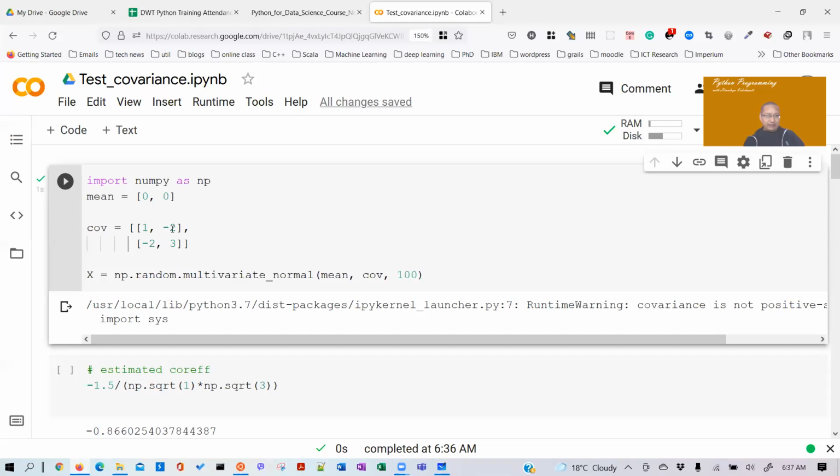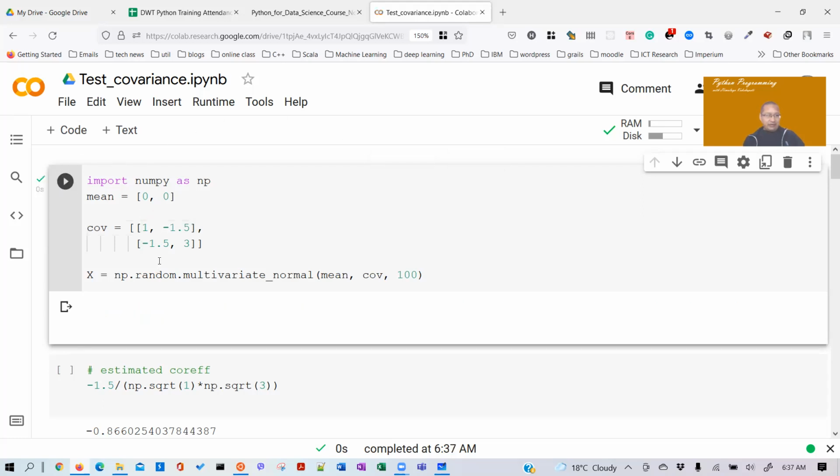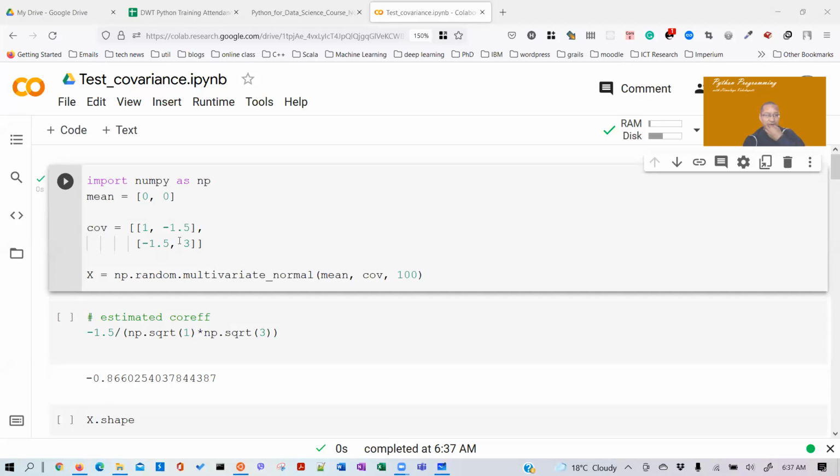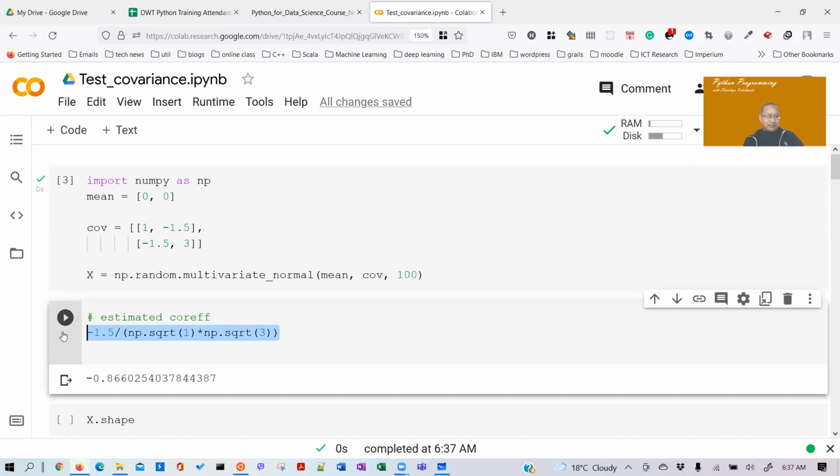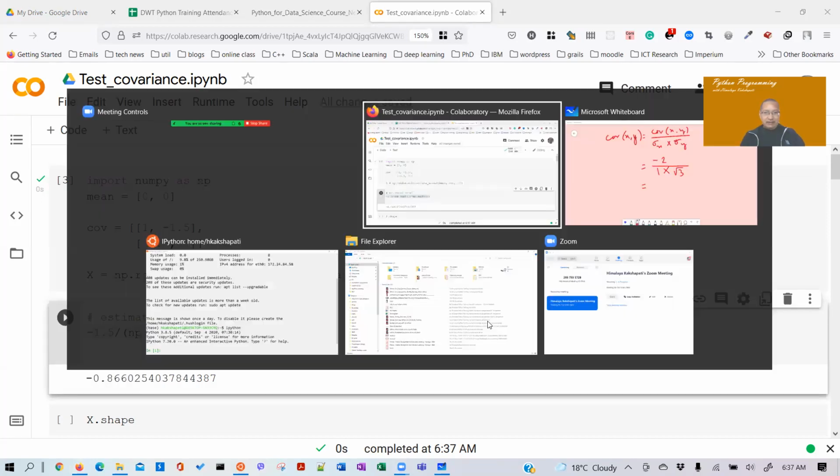So if I put 1.5 here, then that should do it. Similarly 1.5, so now my covariance is minus 1.5. My mean is 0 0 and the covariance between x and y is minus 1.5. If I do this, obviously I don't get any warning. So it went fine. Now we can calculate this one. Let's go back here.